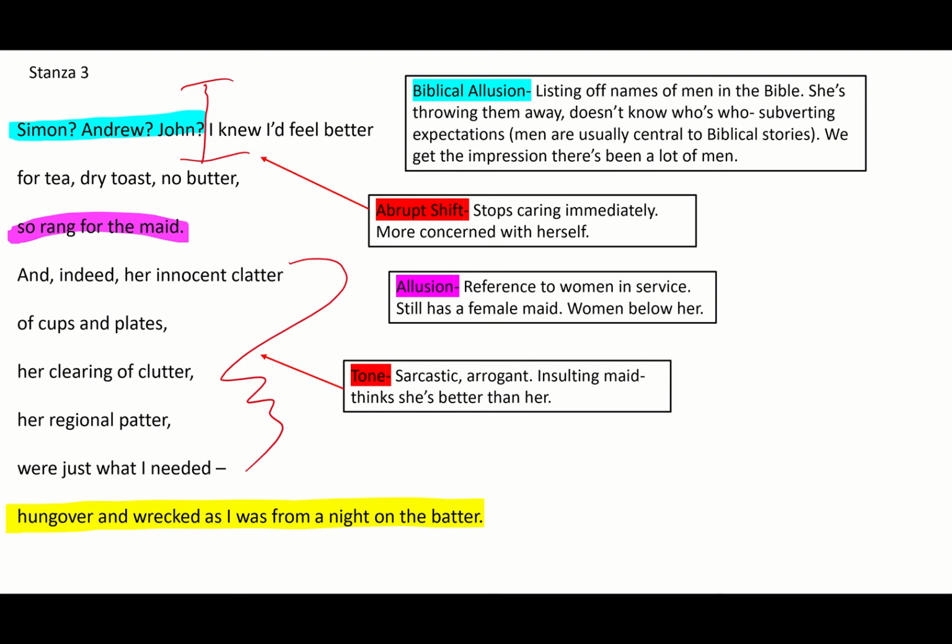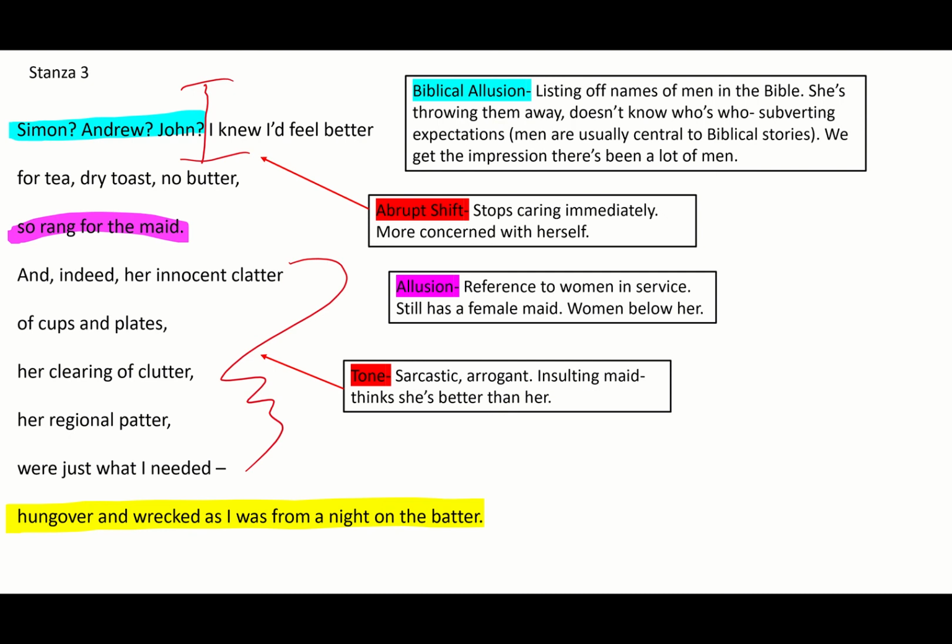She really does think she's better than her in this moment. She's quite sarcastic, she's quite arrogant. And again, in this moment, are we supposed to dislike her, or are these qualities that we would actually admire in a male character, right?